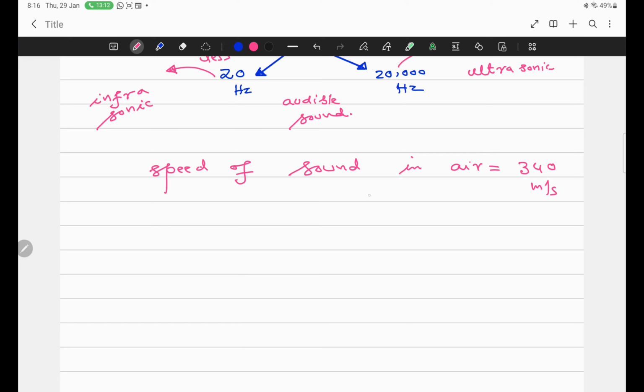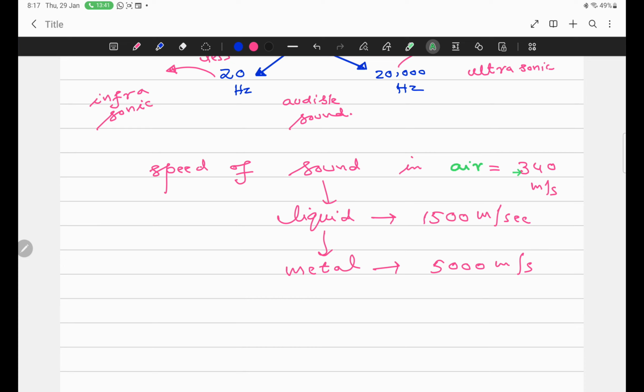And if you are dealing with the speed of sound in a liquid like water, then we use this number: 1500 meters per second. And if we go in a solid or in a metal, then the speed of sound is considered 5,000 or 6,000 meters per second. So you can see the speed of sound in solid, liquid, gas. It is slowest in air and fastest in metals.